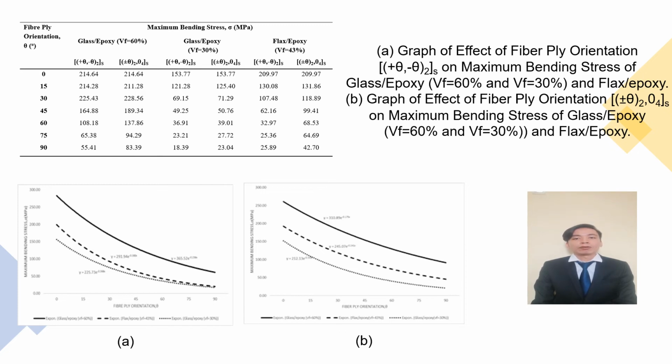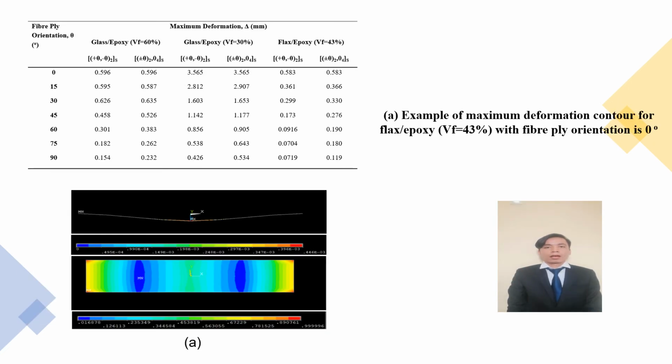However, when we compare glass epoxy with volume fractions of 60% and 30%, the maximum flexural stress for glass epoxy 60% is higher than glass epoxy 30%. Therefore, a larger fiber volume fraction usually means the composite material mechanical properties are better. Under flexural load, this figure shows an example of the maximum deformation of flax epoxy composite.